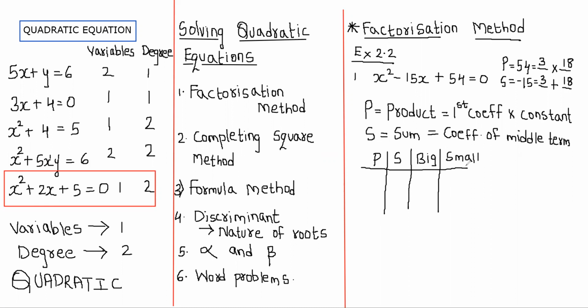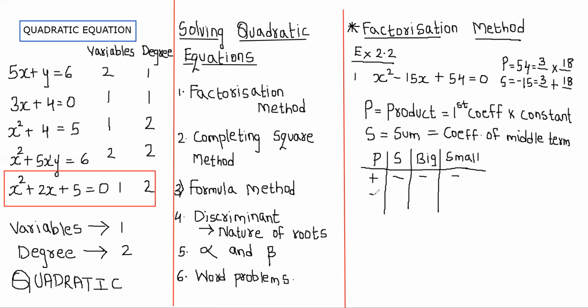Very rarely does it happen that both the numbers are exactly the same. So in this question, students, P is having a positive sign and S is having a negative sign. Whenever P is positive and S is negative, the minus sign, students, will always go to both the numbers.